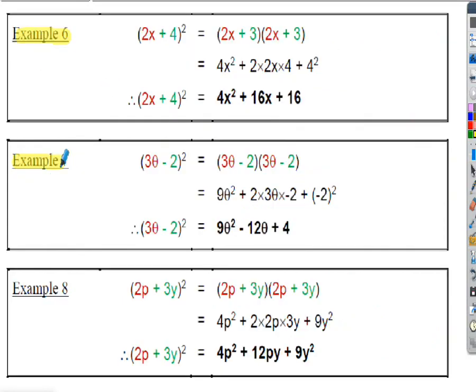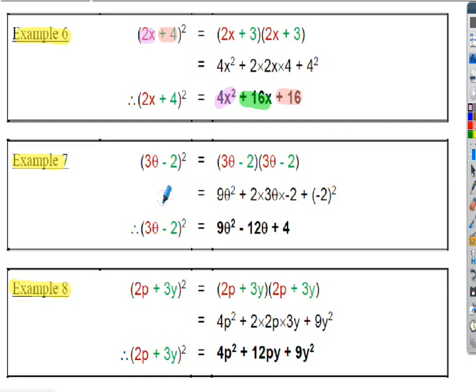Example 6, 7 and 8 show further examples of this situation where we're squaring the bracket. So 2x all squared becomes 4x squared, and the positive 4 becomes positive 16, and then we have twice the product. So 2x multiplied by 4 would be 8x, multiply that by 2, positive 16x.